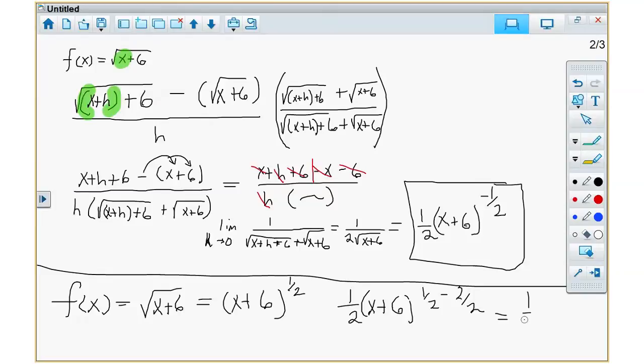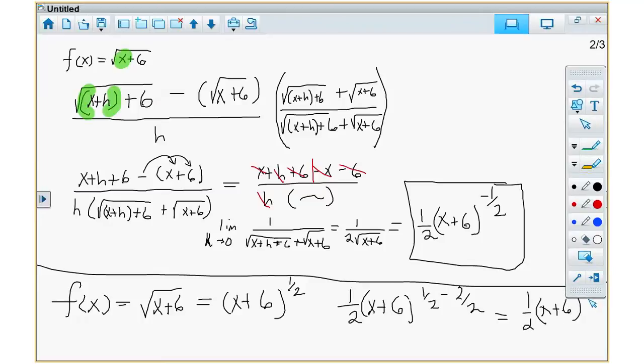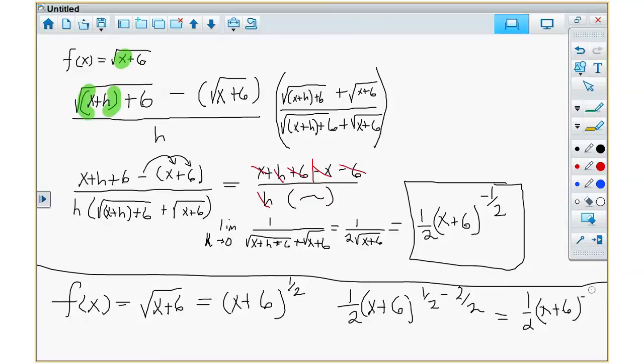1/2 times x plus 6 to the negative 1/2 power. Does that look familiar? And look at that. Oh my gosh, we got the same answer. We are so good.